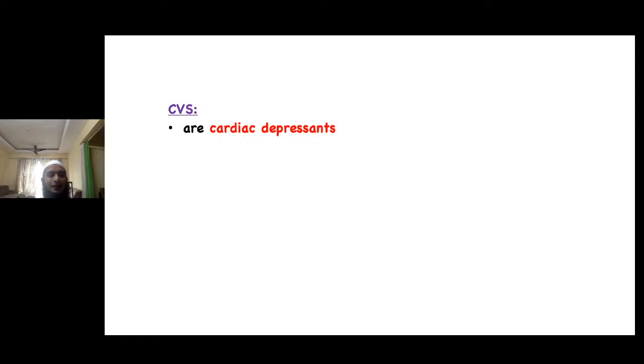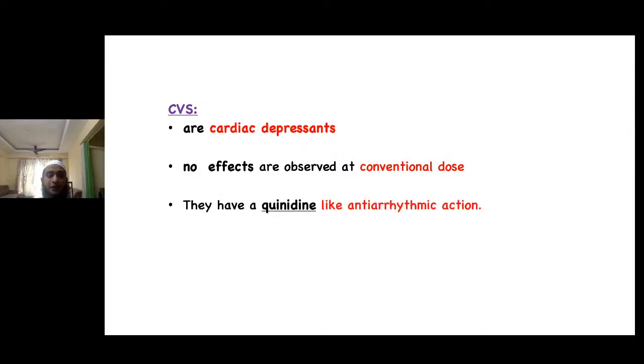Let's see what the action is on the cardiovascular system. The local anesthetics are generally cardiac depressant in nature. It means it produces depression of the cardiovascular system. Whereas at conventional dose, local anesthetic produces no effect. So no effects are observed at conventional dose. Only at high dose, when local anesthetic goes into systemic circulation, then it may produce depression of the cardiovascular system.